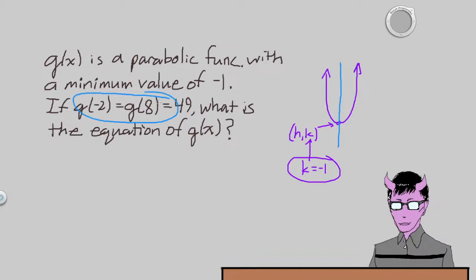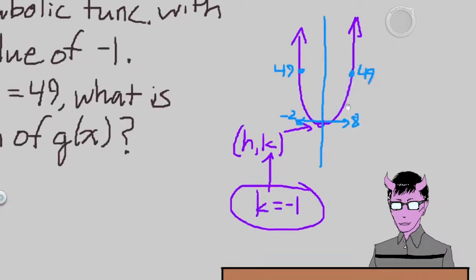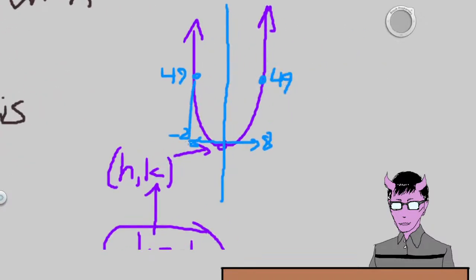Which is what this is basically telling us right here. So if you travel a certain number of spaces away from the axis of symmetry to reach -2, then the y output is going to be 49. And that's the same thing if you travel to the right to reach 8: the y value there is also 49. So let's exploit the symmetry, because again, it's equidistant.